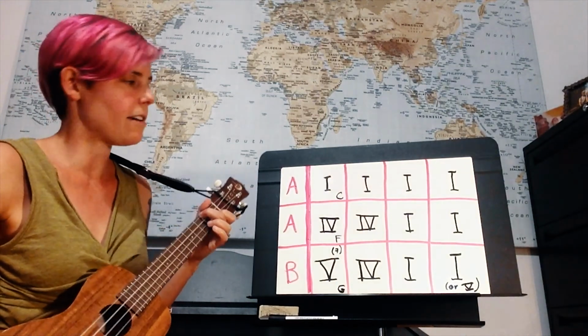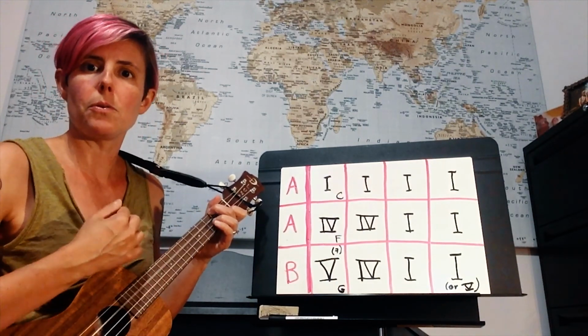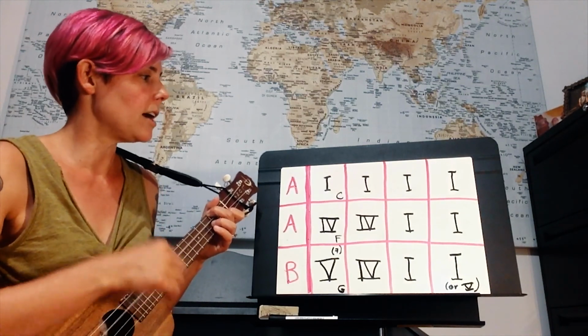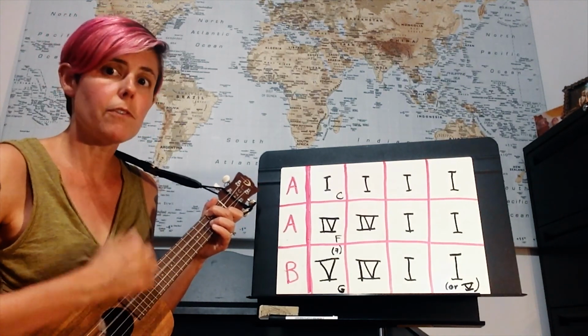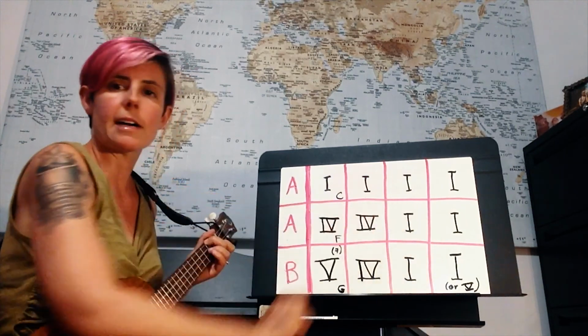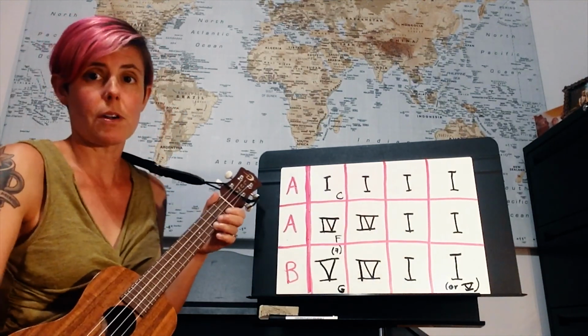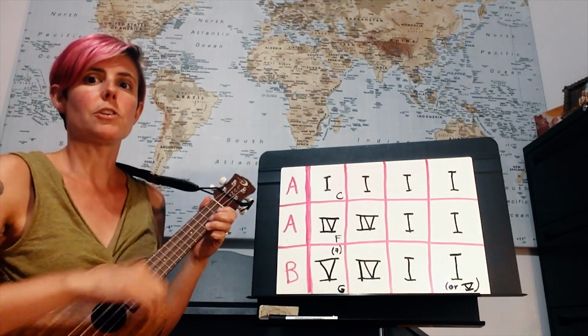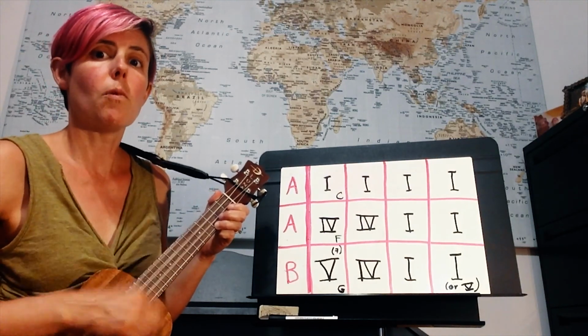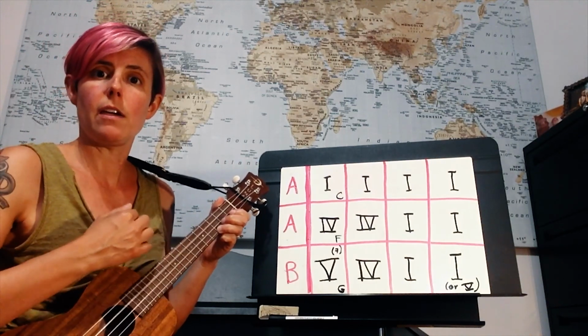Now the second line, for the first 2 boxes, I switch to the 4 chord, which for me is going to be F. 1, 2, 3, 4. 1, 2, 3, 4. But then in the 3rd and 4th boxes, I switch back to the 1 chord, or C. 1, 2, 3, 4. 1, 2, 3, 4.